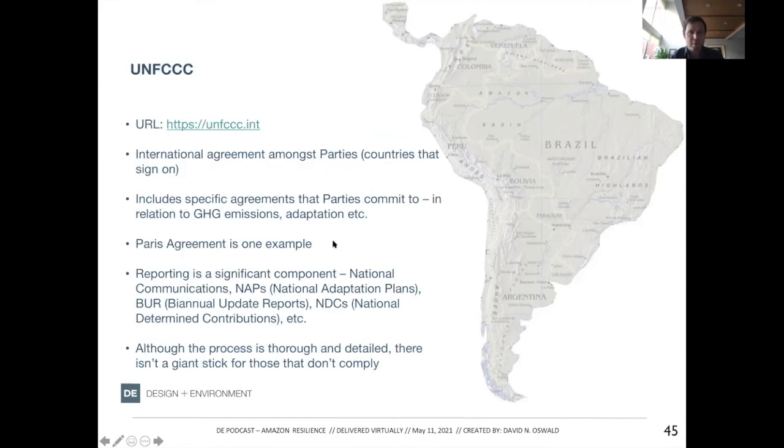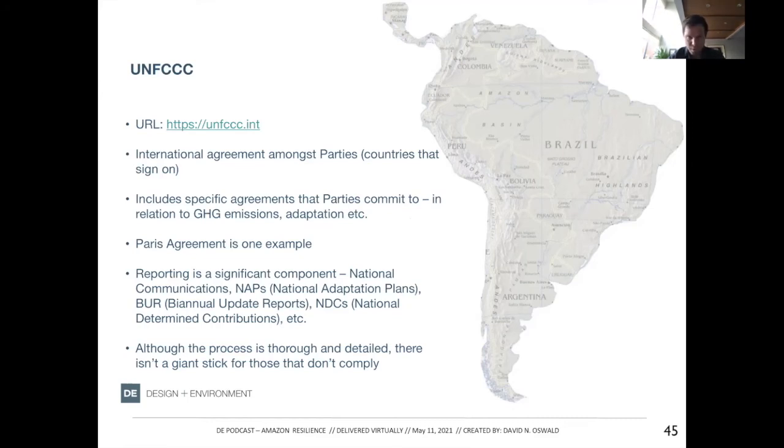UNFCCC for climate change stuff, this is your go-to group for policy. International agreements for parties include specific agreements that parties commit to, for instance, the Paris Agreement, dealing with commitments to greenhouse gas emissions reductions, adaptation methods, and so forth. The Paris Agreement is the one that's enacted right now. Reporting is a big component of this. So every party needs to produce a national communication every 2 to 4 years, which is basically their summary of how they're doing along all these different parameters, their carbon footprint and stuff like that.